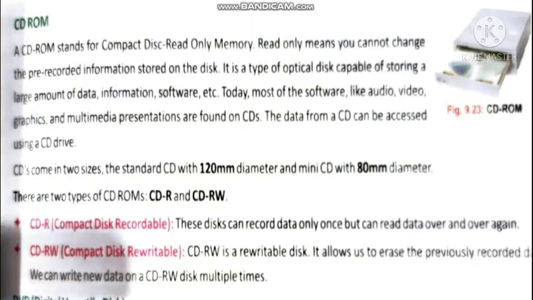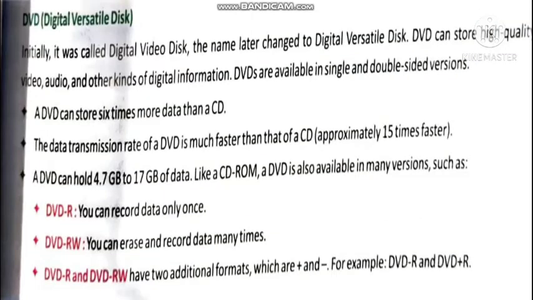Next is DVD. It is similar to your CD-ROM only, but it can store about 6 times more data than a CD. Look wise it will be similar to your CD only, but it comes in two versions, double-sided and single-sided, meaning two layers can also be there for recording the data. Here one thing you must know is that it is also known as digital video disc. So if somewhere it is written digital video disc and somewhere digital versatile disk, no need to worry, both are the same. It can store high quality audio, video and other kinds of digital information.